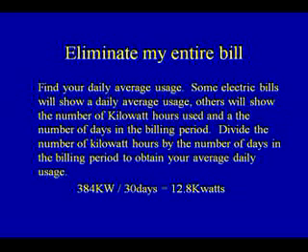For other bills from other power companies, you will probably have a number of kilowatt hours used in the billing period and the number of days in the billing period. If you divide the number of kilowatt hours by the number of days, you will obtain your average daily usage. For example, 384 kilowatt hours divided by 30 days equals 12.8 kilowatt hours per day.